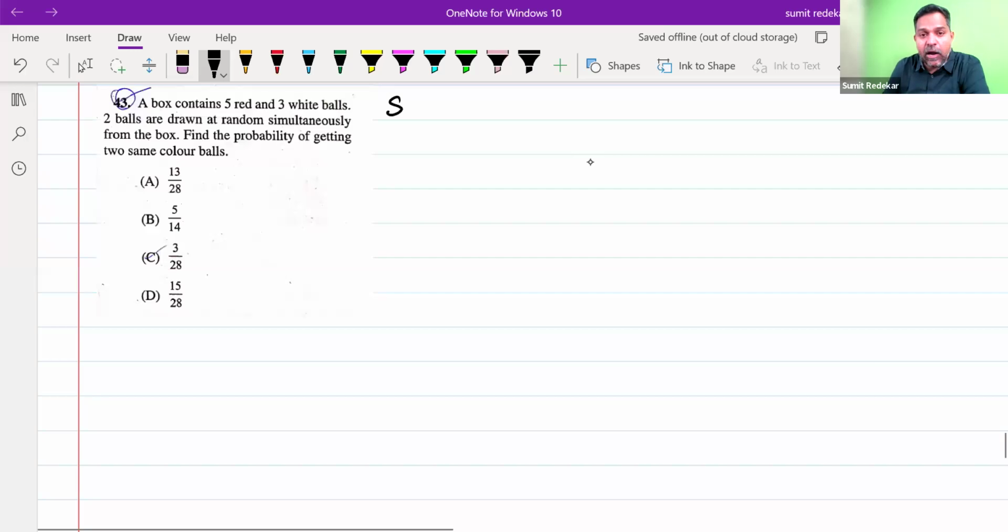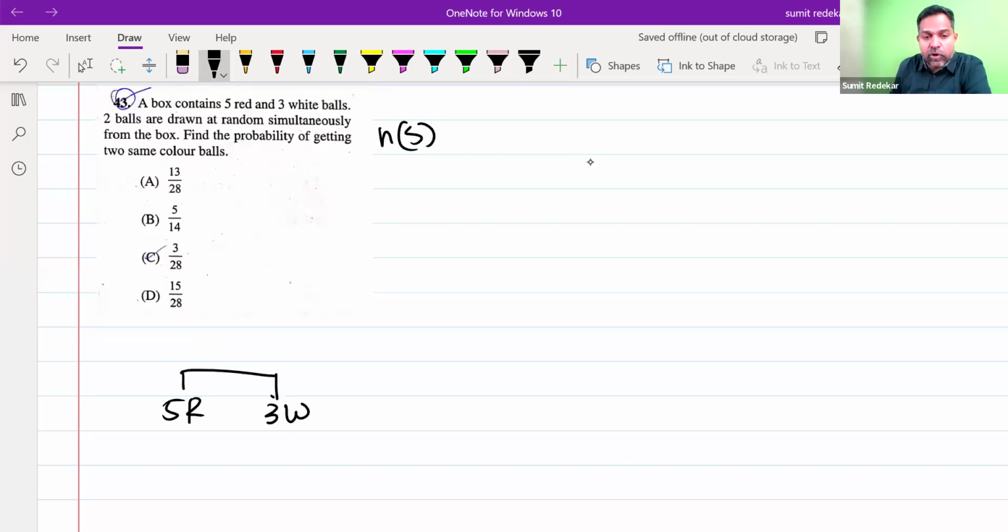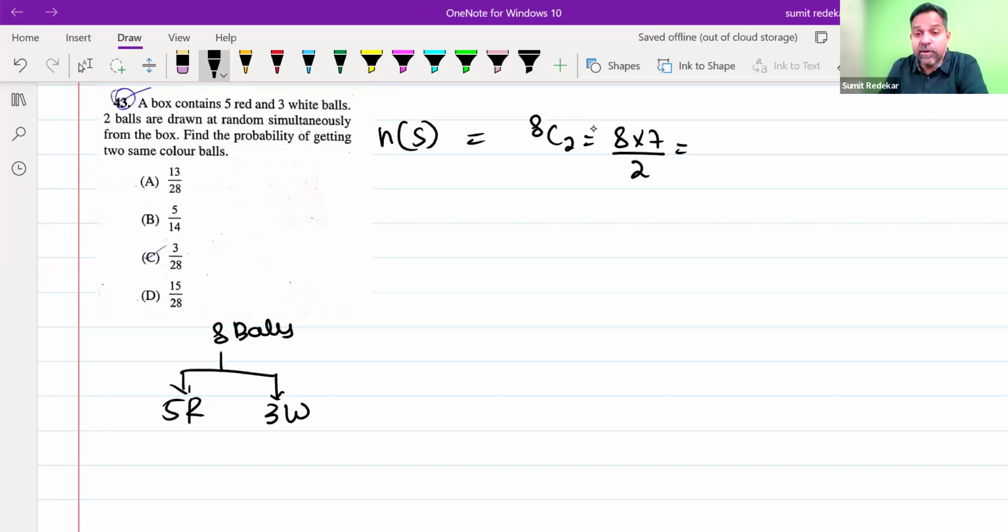Let's first define how many elements there can be in the sample space. Well, there are 5 red and 3 white balls, which directly add up to a total of 8 balls. Out of 8 balls, if you ask me to draw 2, 8C2, 8 into 7 upon 2, which is 28. Let's hold it there. You want the balls of the same color.